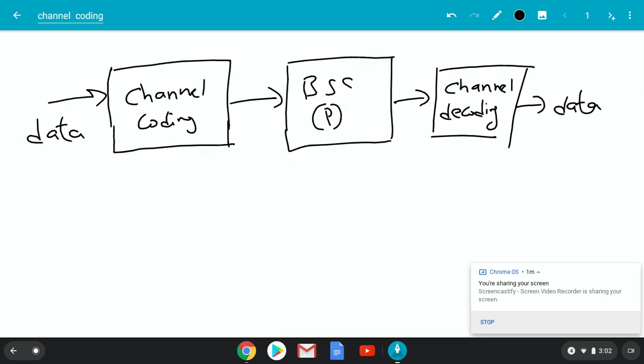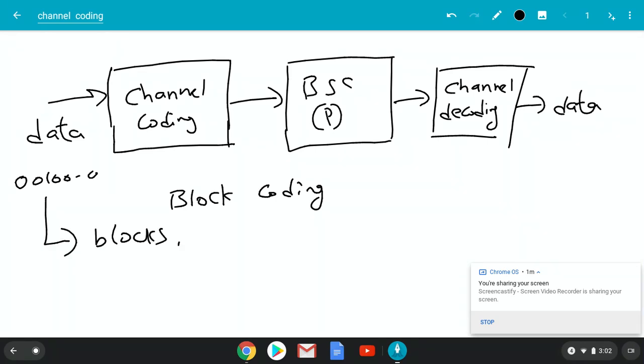So what is data? Data is just random bits, which could be zeros and ones, a random sequence of bits. Now we said we're going to do block coding. That means you're going to chop your data into blocks. Usually, let's say you chop data into blocks of length 4, then we denote this with a symbol k. So in this case, k equals 4, right?